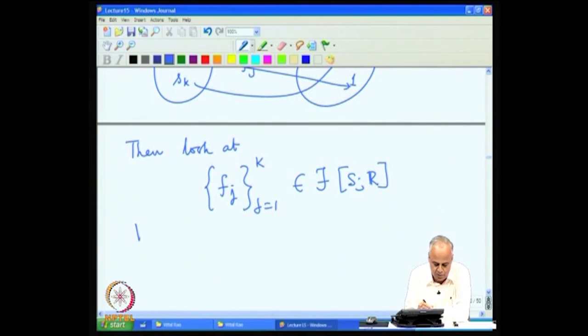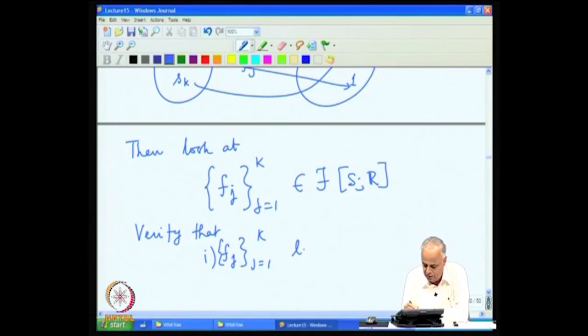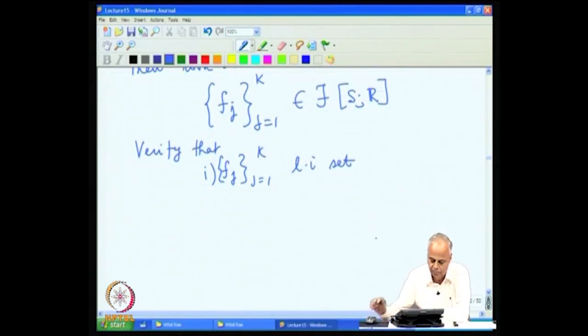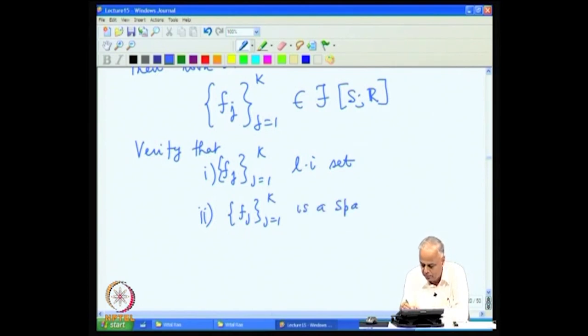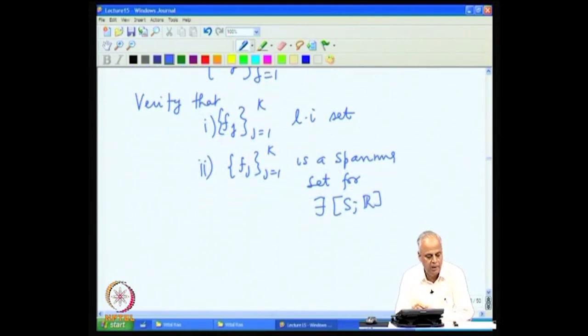We leave it as an exercise to verify that, one, f_j, j equal to 1 to k is a linearly independent set, and two, this f_j, j equal to 1 to k is a spanning set for this space, F(S, R). Now, what does that mean? It is a linearly independent set, it is a spanning set, and therefore forms a basis.